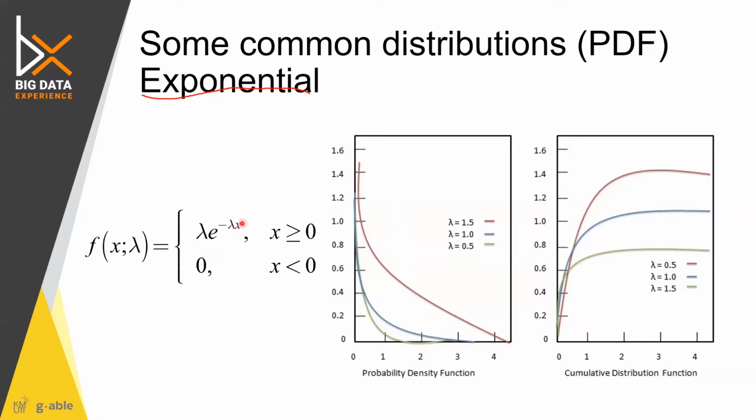As x grows, this value would be reduced to 0. As x approaches infinity, the exponent becomes minus infinity, and e to the minus infinity actually approaches 0. That's why you have the graph approaching 0 here.